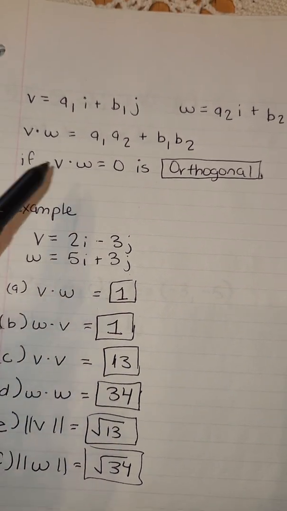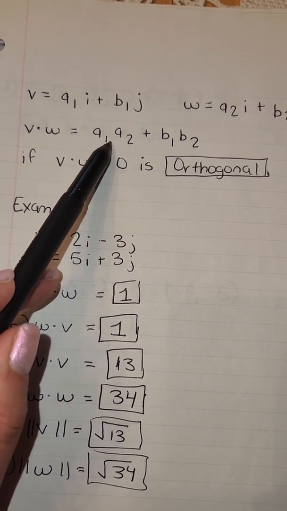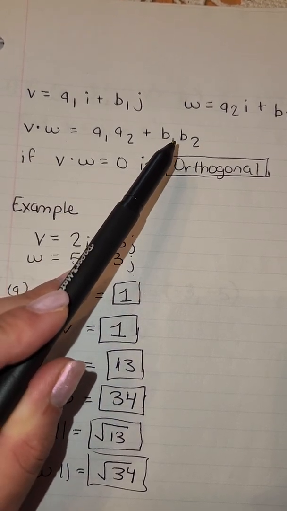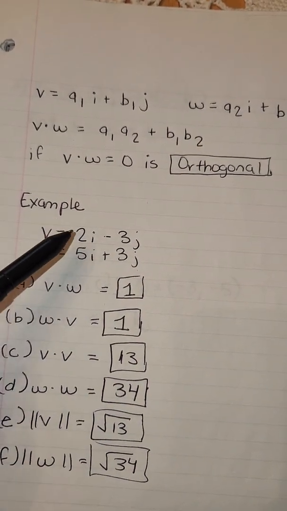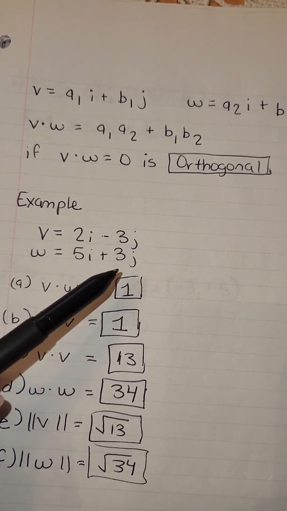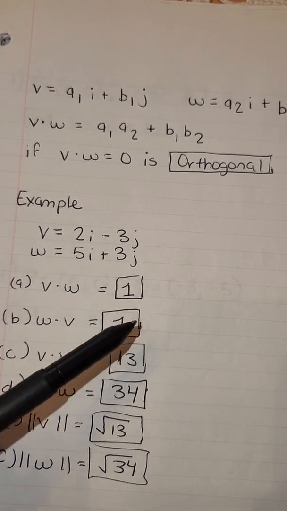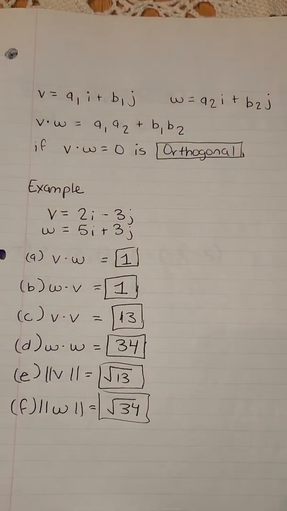Or remember the formula here, V dot W is A1 times A2 plus B1 times B2. So in this case, 2 times 5 is 10, minus 3 times 3, which is 9, is 1. And that's how you solve for the scalar dot product.